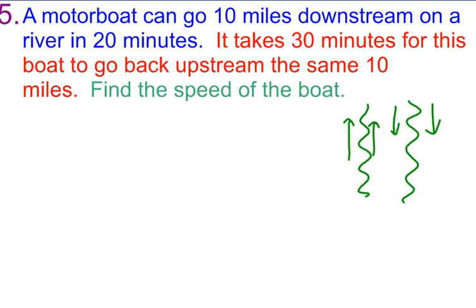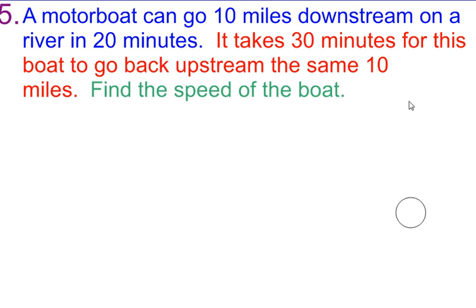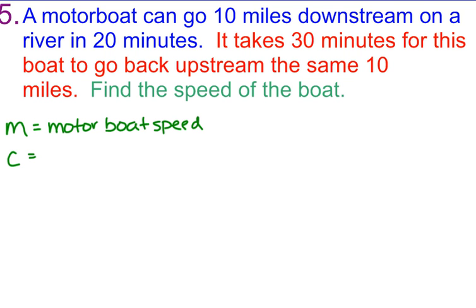So I have two things that influence the speed of my boat. I have the actual boat speed, and I have the current. So we're going to call those our variables. I don't like to use S's for speed because I make them look like 5, so I'm going to call M my motorboat speed. And then I'll call C the current. We'll just call it current speed. I'm sure there's a better word for it, but that makes sense to us.